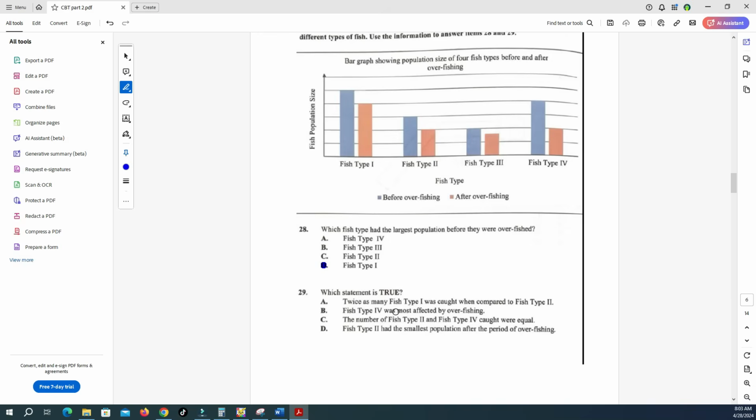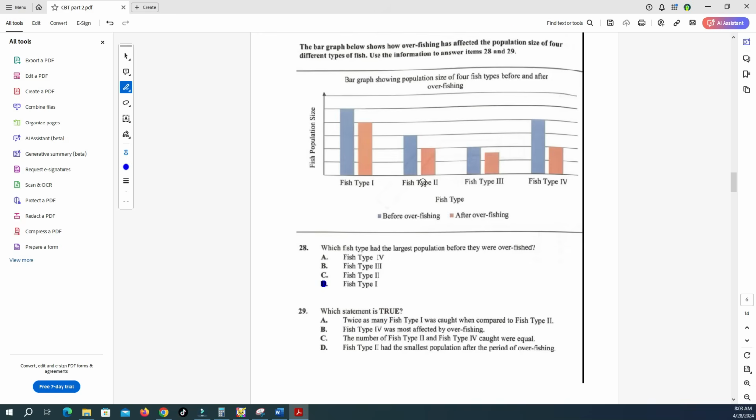Which statement is true? Twice as many fish type 1 was caught when compared to fish type 2. Twice as many. So here, twice as many. I would say no, because if you look at it, twice as many, let's see. It looks like that's the answer. The number of fish type 2 and fish type 4 caught were equal. No, this is actually C is the answer. So let's look at this again. Fish type 4 was most affected by overfishing. That is not correct. Twice as many fish type 1 was caught when compared to fish type 2.